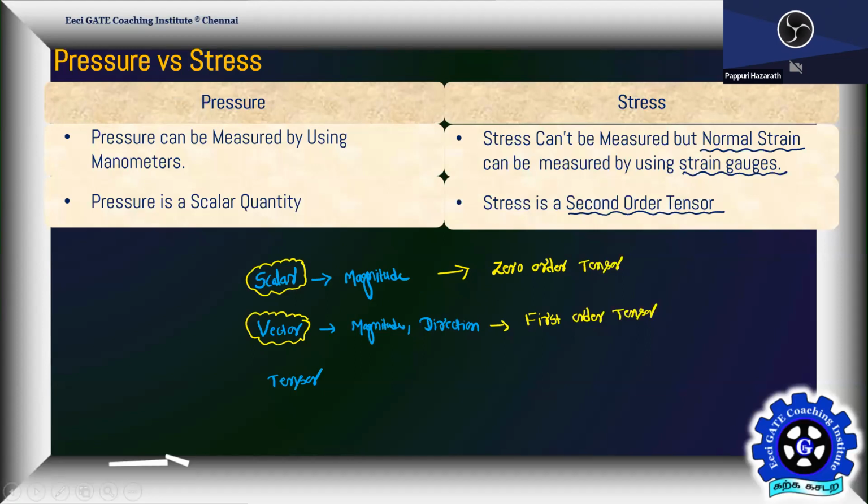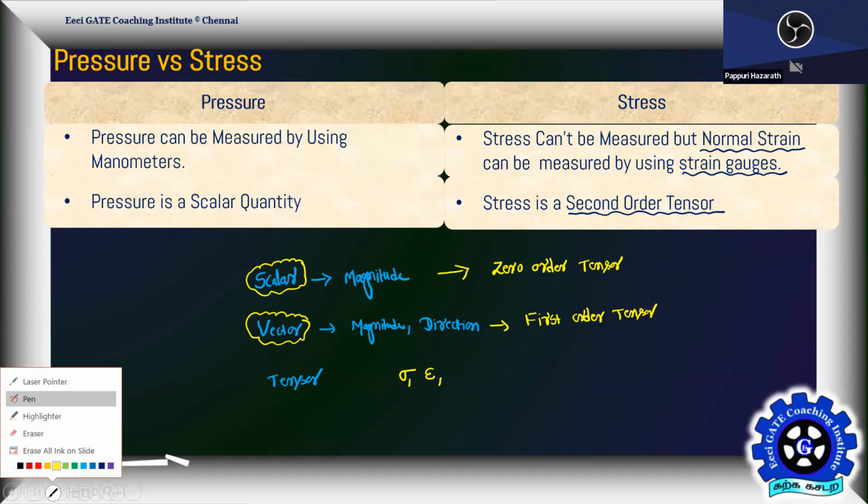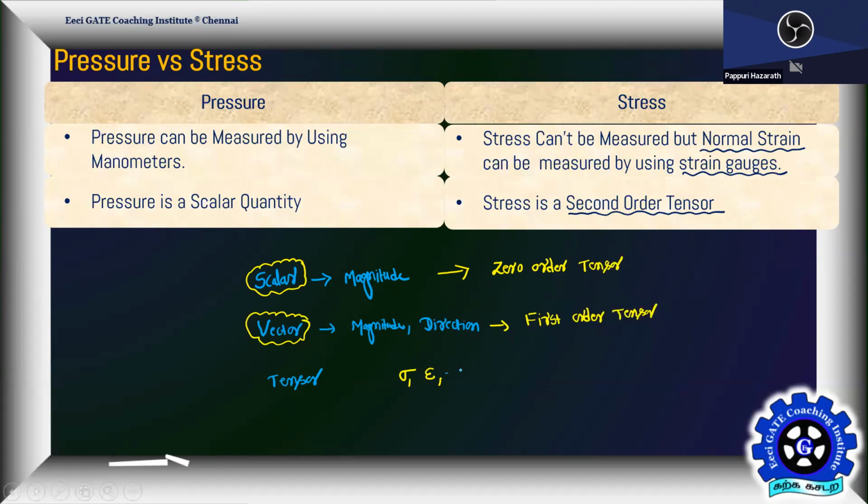In the tensor family, stress and strain both come under second order tensor. That means to represent stress and strain, only magnitude and directions are not sufficient. We need more quantities to represent them. That is why we call it a second order tensor. Understood now? How many quantities are required in 3D?